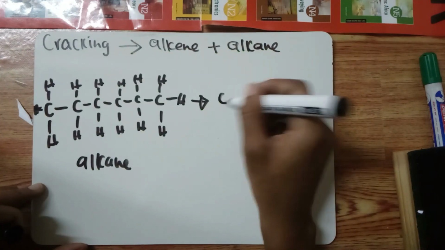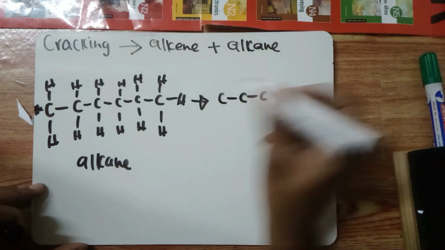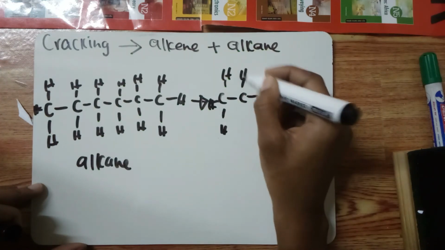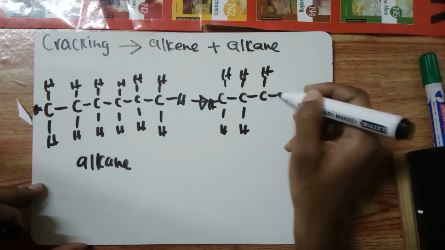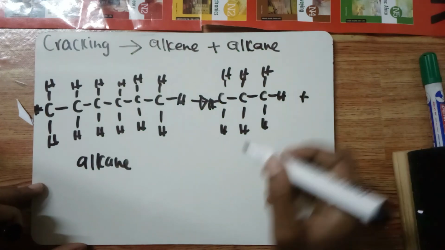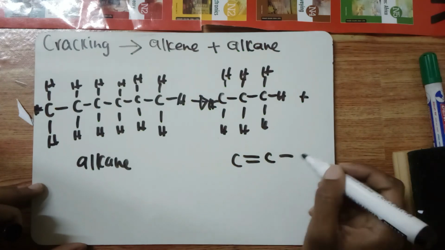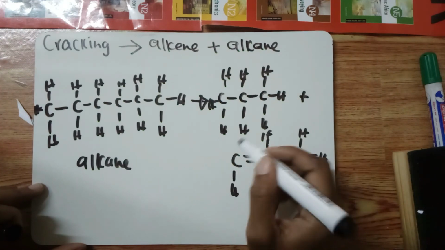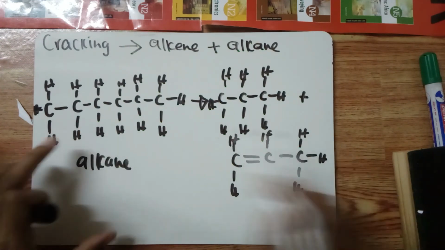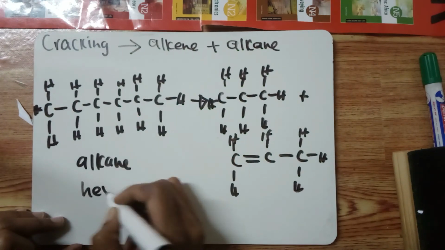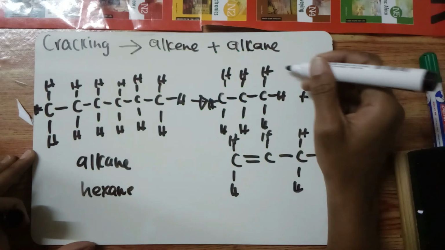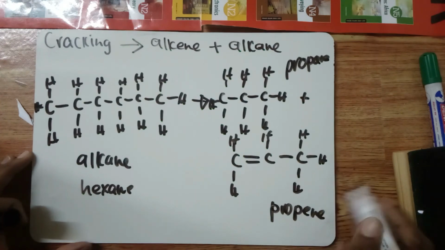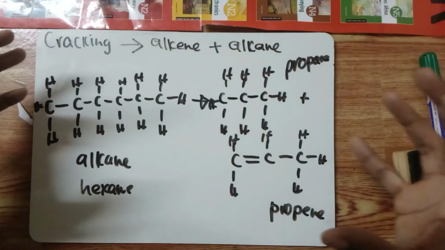When we break this molecule, you form an alkane. There are about 6 carbon atoms here. So we form a shorter alkane plus an alkene. So what are you noticing from this? We started from hexane, which was a long molecule, and we broke it down into propane and propene. So it's a very useful process in terms of breaking very large molecules, right?